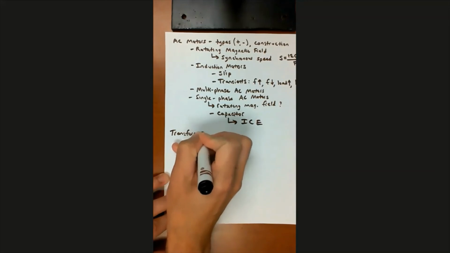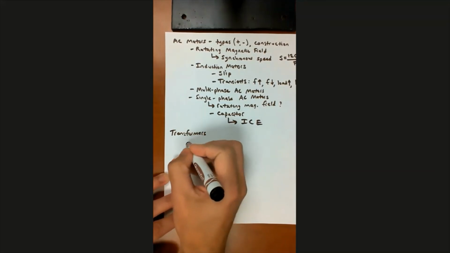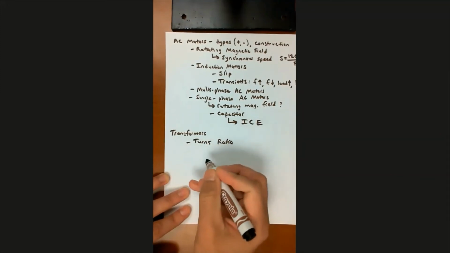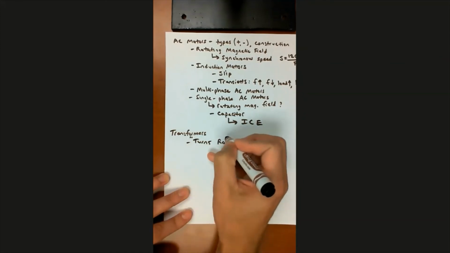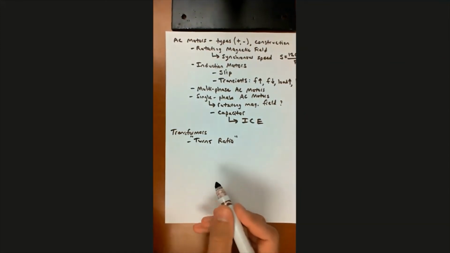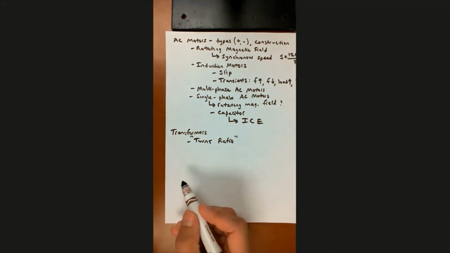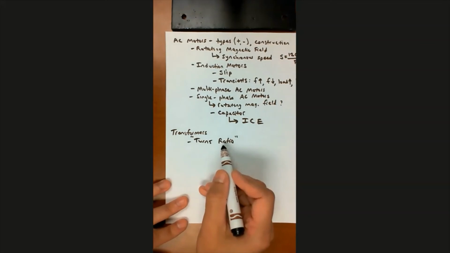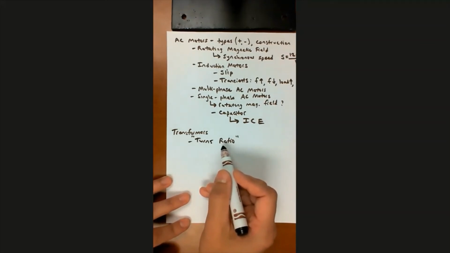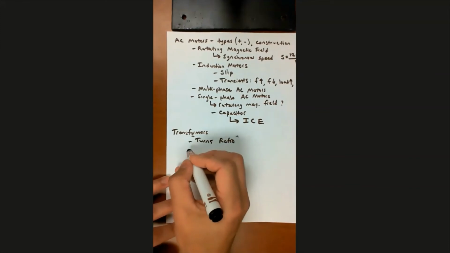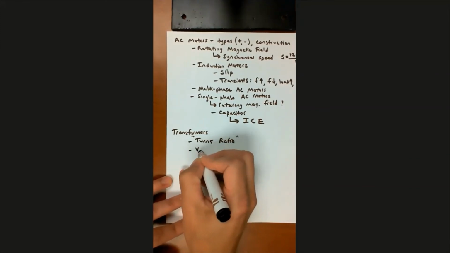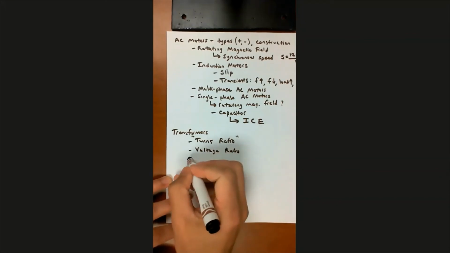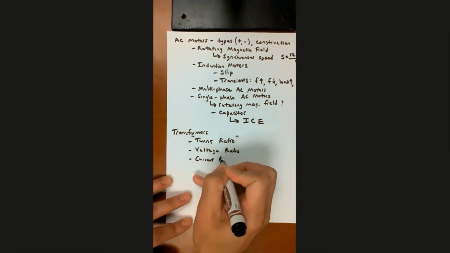Transformers. And you should know something called the turns ratio. That's a very common parameter about transformers. So if you talk to somebody who designs or builds transformers, turns ratio is a common industry term used to describe transformers. We've also got, for lack of a better word, the voltage ratio, and we've got the current ratio.